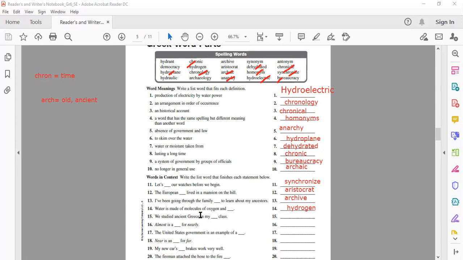Right. And then we have: we studied ancient Greece in my class. Which is the subject where I study the ancient people? I have to dig inside the dirt to find the ancient ruins. Archaeology. Very good. Archaeology.